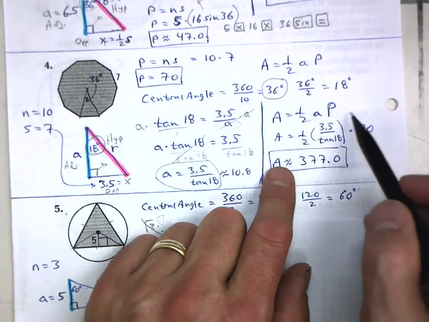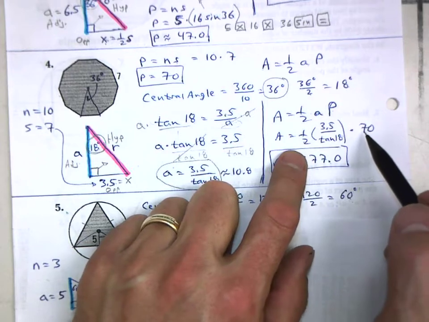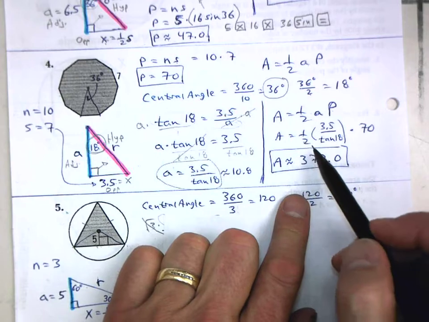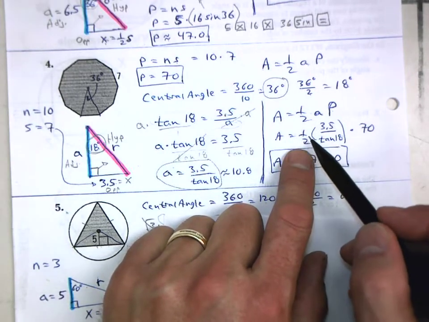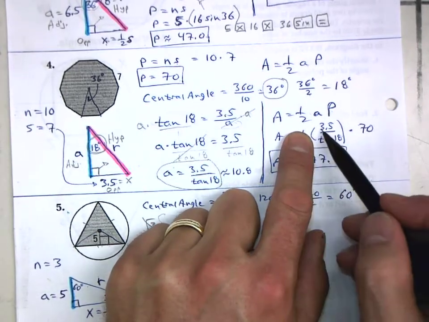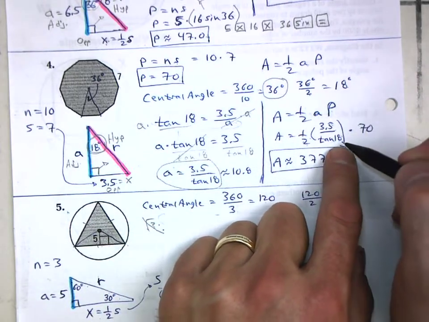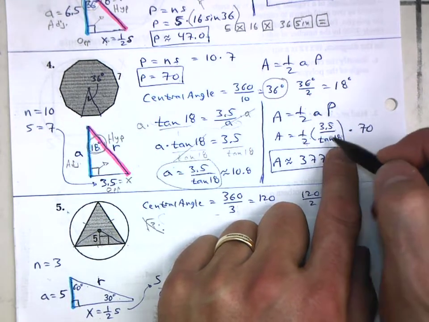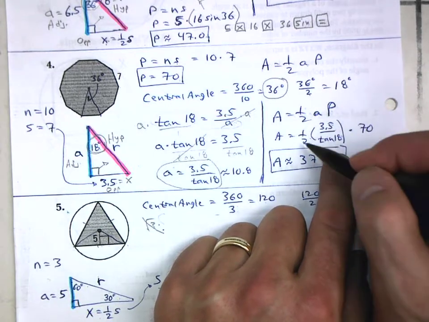My final answer, not final answer, but here is my final formula that I need to now plug into the calculator. So the way you would do that is do 0.5. You could say 1 divided by 2 if you wanted to, or just 0.5 times 3.5 divided by, then remember, then you hit 18, and then hit tangent, the tangent button, and then hit the equal button. And that'll give you the value of this number so far.